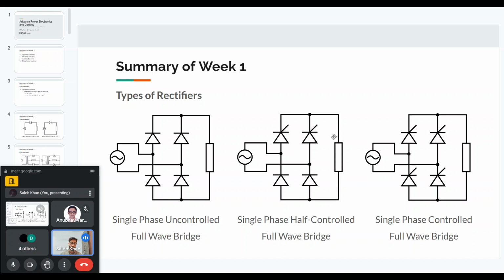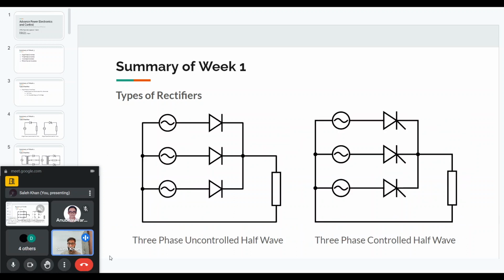This is one combination. And on the rightmost we have the fully controlled or full converter, as it's also called, using four thyristors. In all these cases, both the positive as well as the negative half cycle of the input voltage supply are converted into DC. So these are full wave rectifiers. These were the examples of single phase.